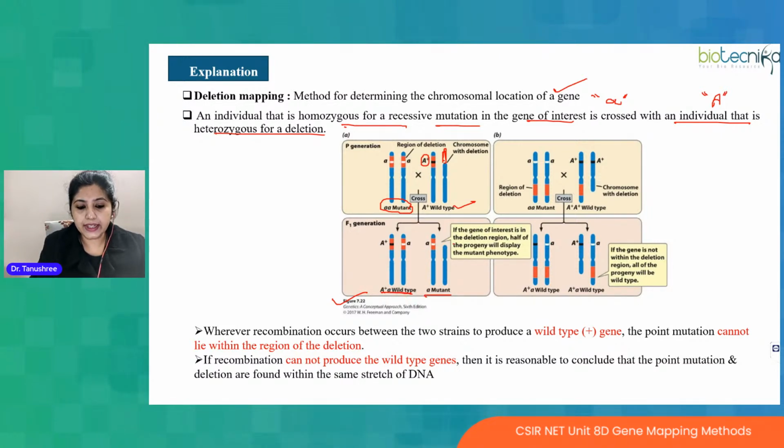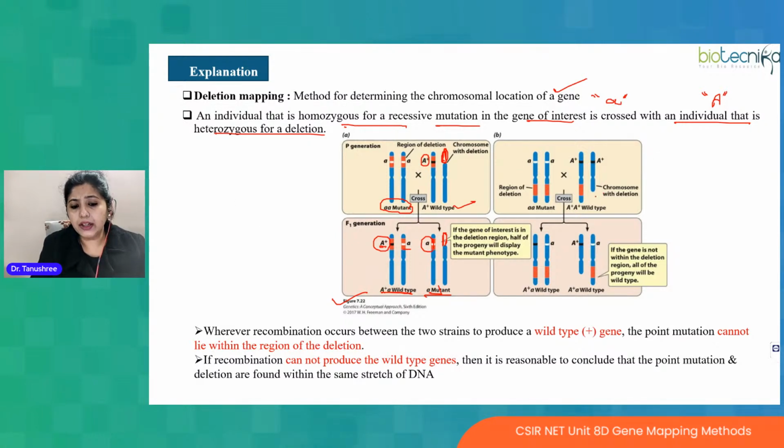The reason is that the gene of interest is in the deletion region. So here we are getting a heterozygous condition, right? We have the wild type allele, so the individual will display wild type characters. But here you can see that the gene is present in the deletion region, so it is not there. So we have only the mutant here, and half of the progeny will display the mutant phenotype.